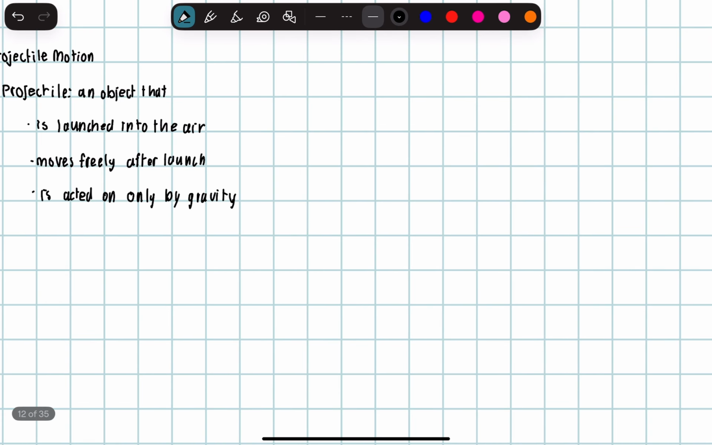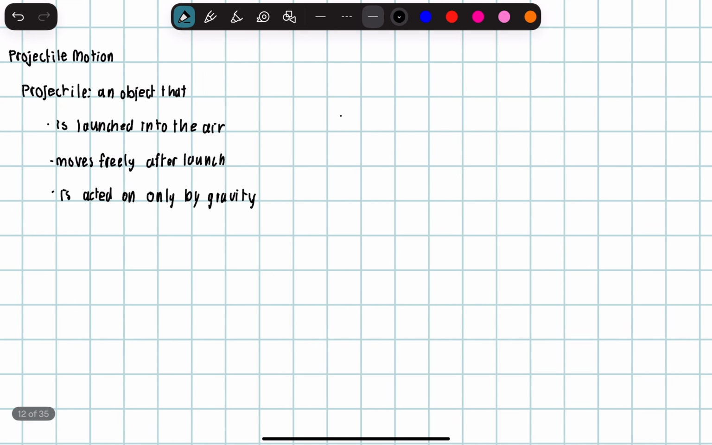So, some examples of this are a ball thrown, a cannonball, and a rock dropped from a cliff.